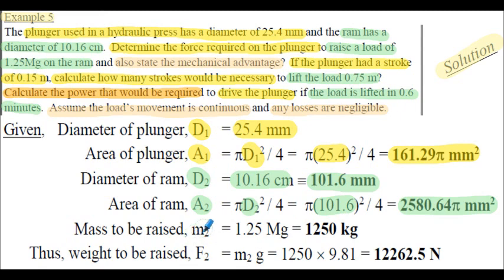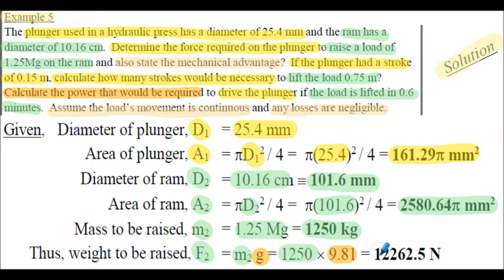And the mass to be raised, given in the question, I've labelled that as M2 here, is 1.25 megagrams, so that's equivalent to 1250 kilograms. And I can work out the force to be raised, F2, is simply the mass multiplied by gravitational acceleration.